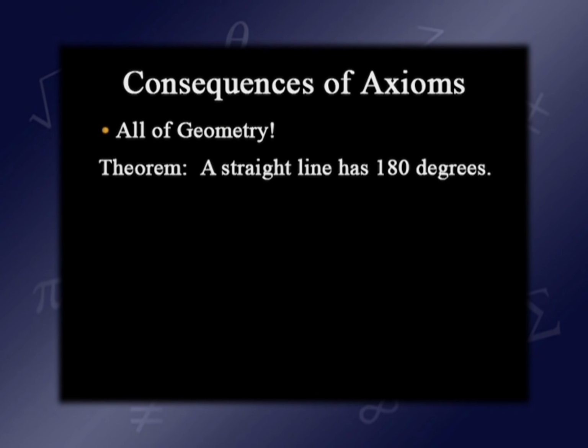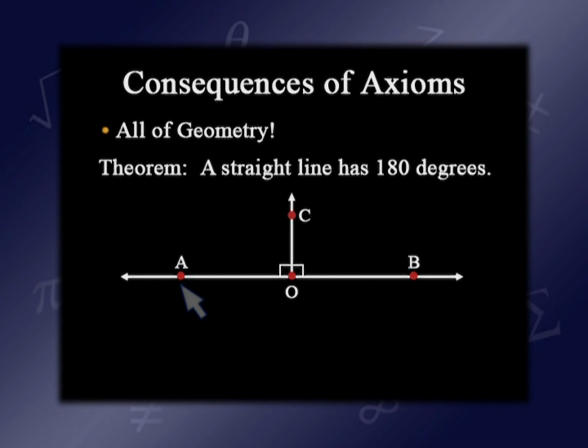Every straight line has an angle of 180 degrees. How do you get that? Well, let's look at the angle AOB. That's a straight line that goes through A and B.